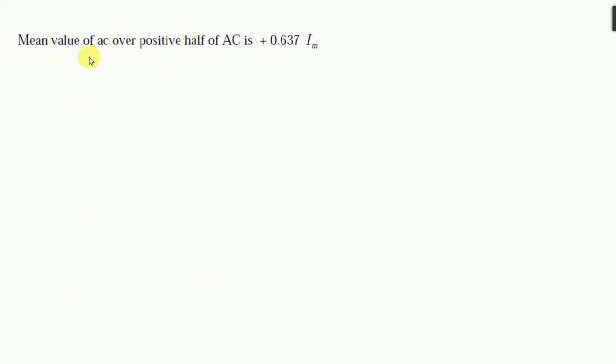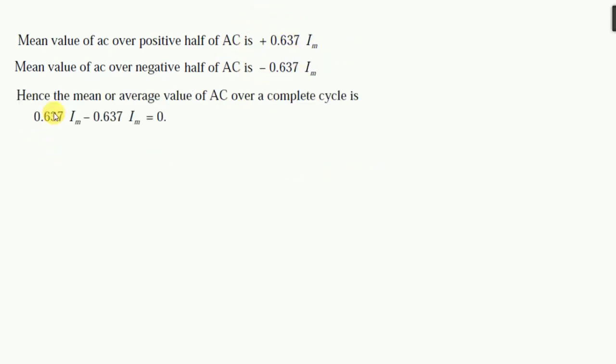The mean value of AC over positive half cycle is 0.637 Im, and over negative half cycle is negative 0.637 Im. And in the last video we have seen that the average value of an AC over a cycle is 0, and now you can prove that from this. So the mean value of AC over a complete cycle is the value during positive half cycle plus value during negative half cycle. So if you add these two, you will get 0.